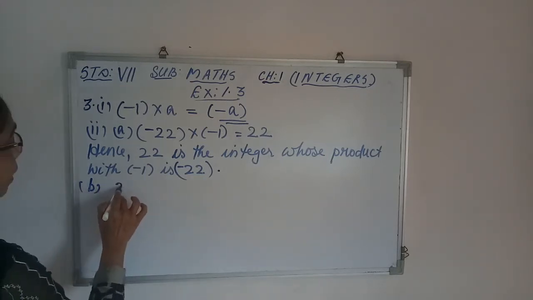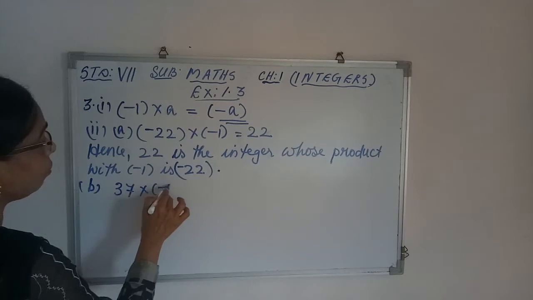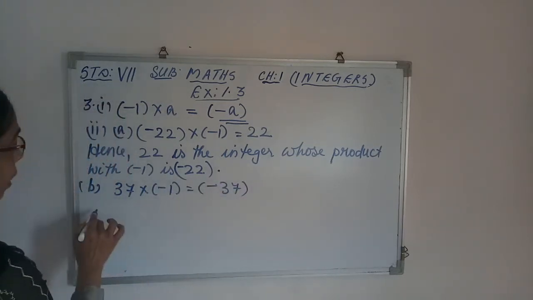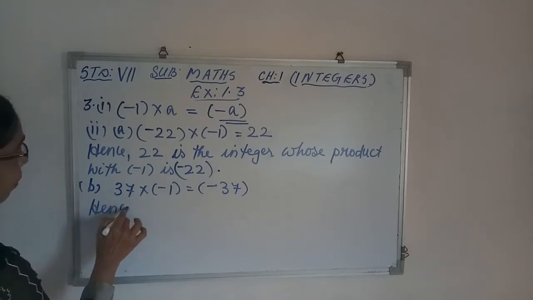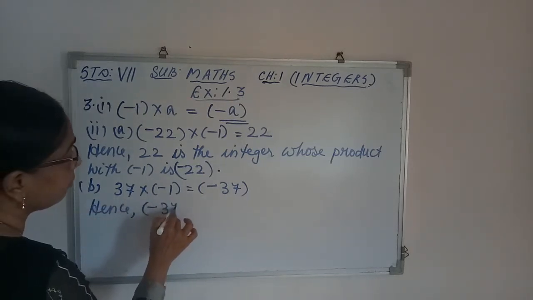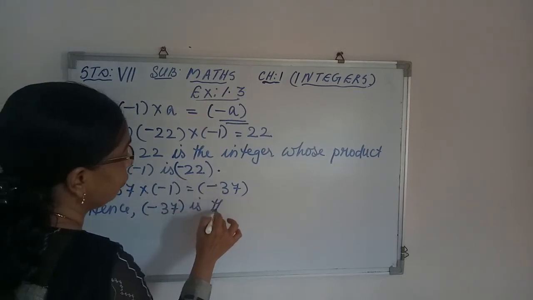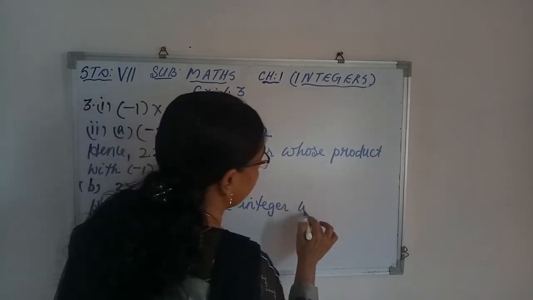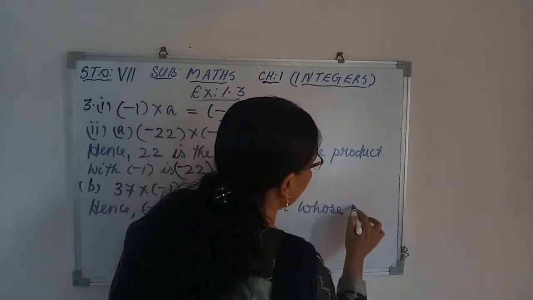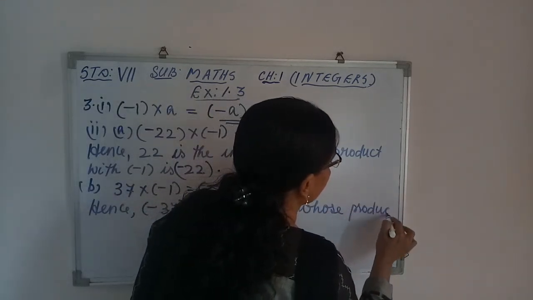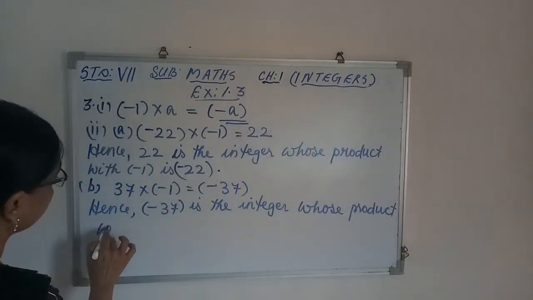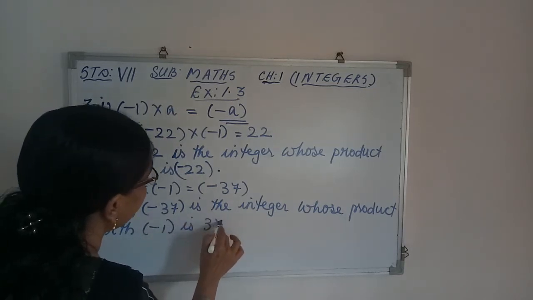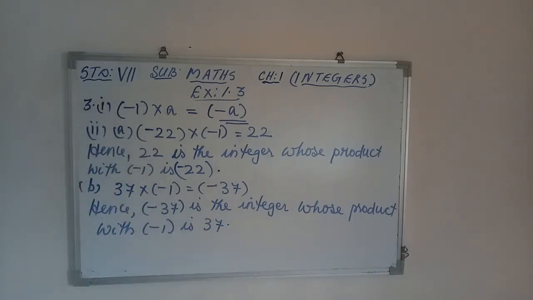37. So we can write 37 into minus 1 is equal to minus 37. Then what will you write? Hence minus 37 is the integer whose product with minus 1 is 37.